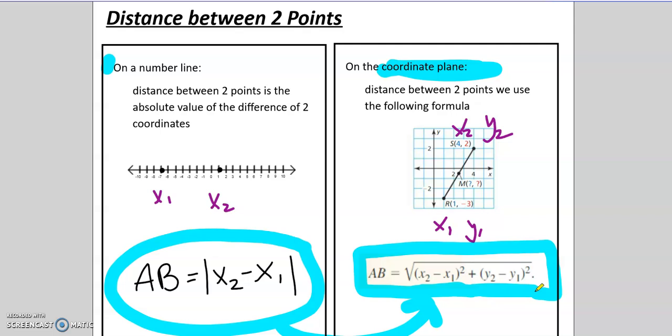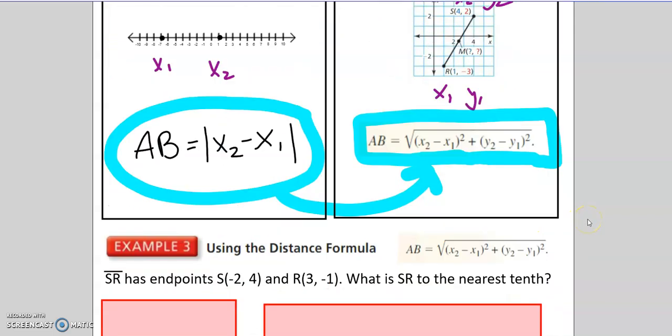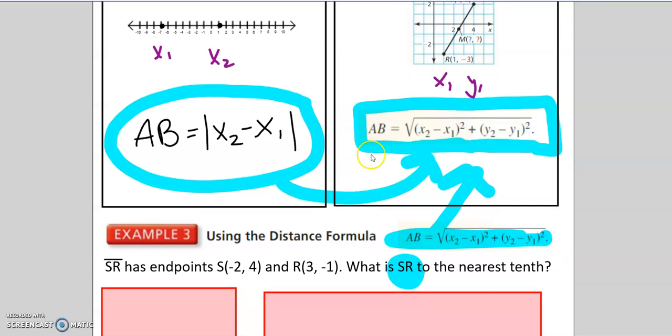Okay, so that's the formula, the distance formula. When we say something like this, look, what is SR? Remember, that means to find the length of SR, find the distance of SR. We need to immediately think about this formula right here. Okay, so let's do it.